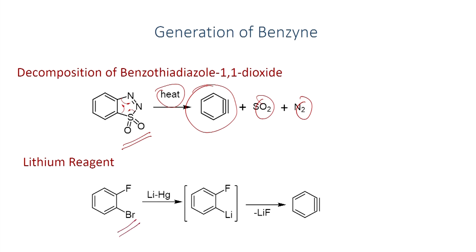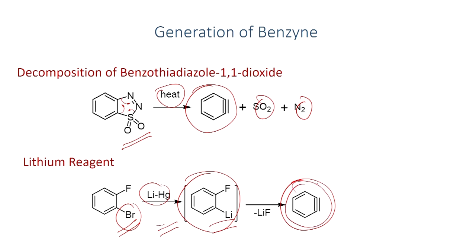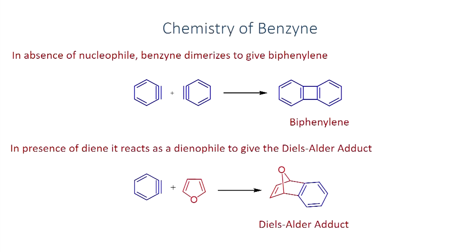In this example, when you react with, for example, lithium amalgam, it can readily react, and you will be able to form this intermediate, which can lose lithium fluoride to form the benzyne intermediate. There are several methods known, and this is also one of the common methods. With mild reaction conditions, you can make benzyne as an intermediate. So, we have just seen some of the methods of how you can make benzyne.